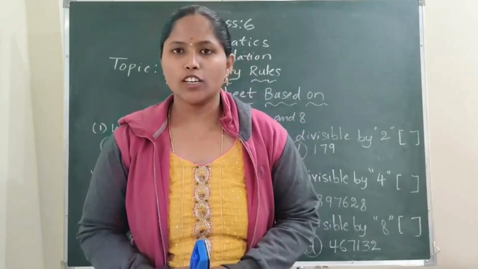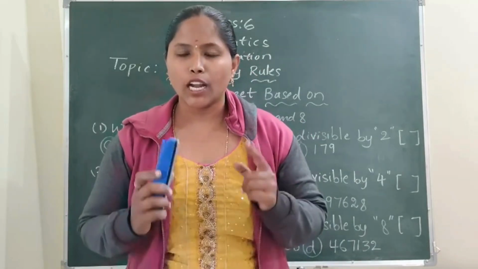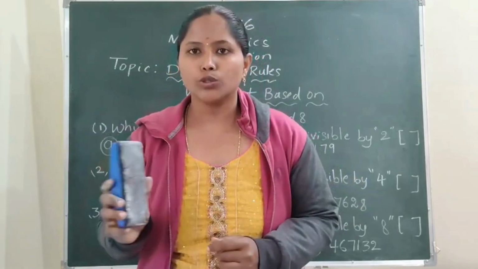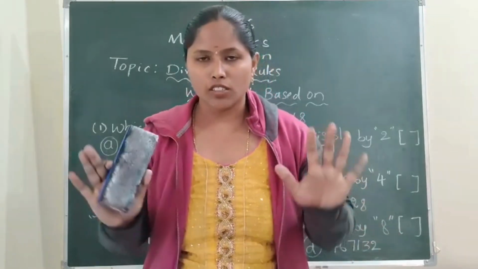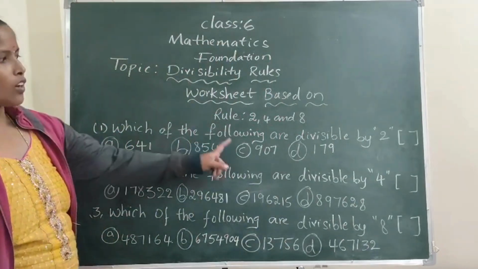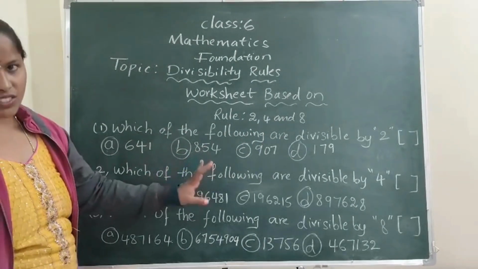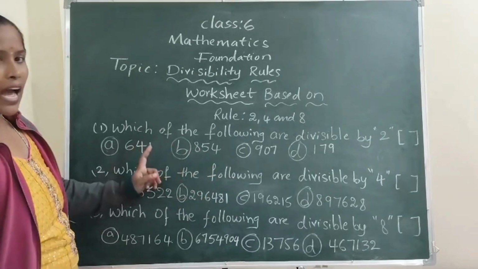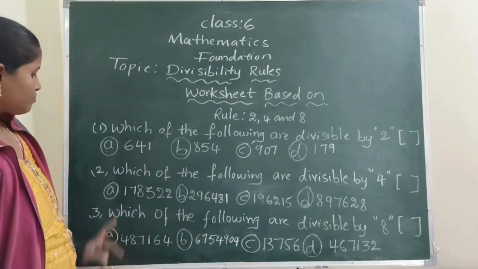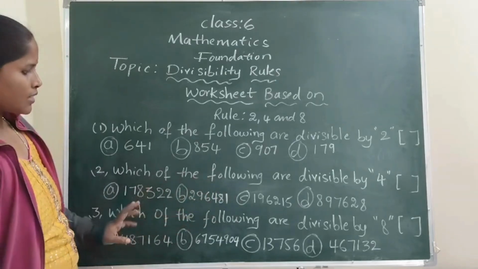Up to now I explained the concept of the divisibility rules for 2, 4 and 8. Now I am giving you the worksheet. You have to solve this worksheet so that you will understand the concept clearly. Now see the worksheet. Which of the following are divisible by 2? I have given 4 options. One option will be the answer for this question, and write the answer in the comment box. And the next one is, which of the following are divisible by 4? Now 4 options I have given. Check the numbers and write the answer in the comment box.